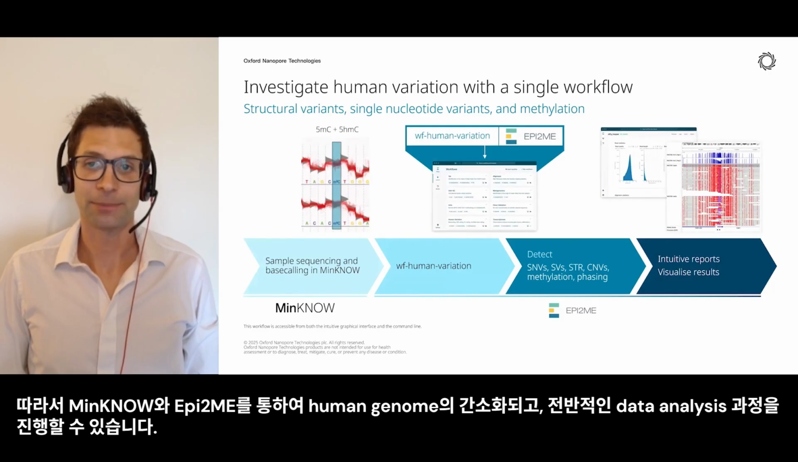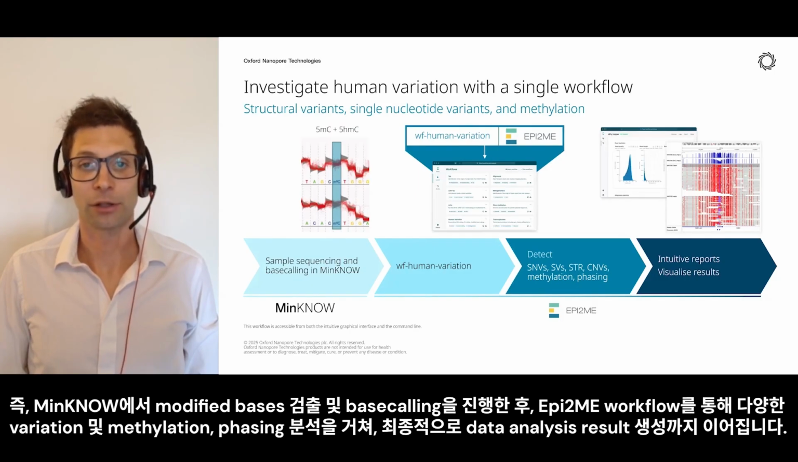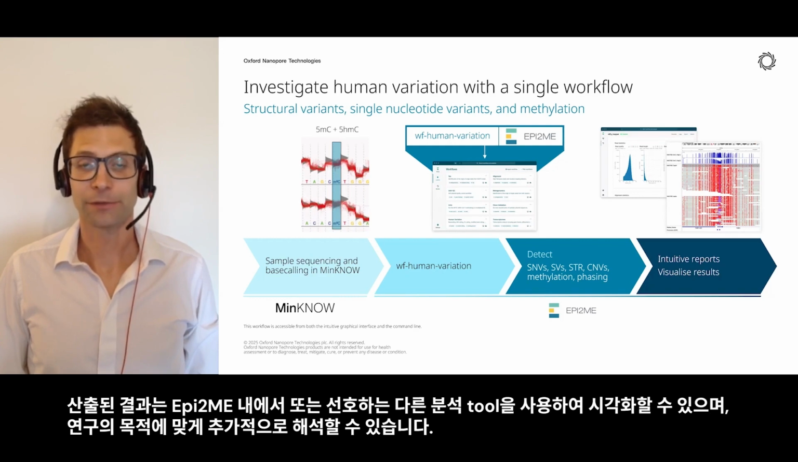Therefore, MinKNOW and Epi2me can be used together for streamlined, comprehensive data analysis of human genomes. Beginning with base calling and calling of modified bases in MinKNOW, through the Epi2me workflow, calling all the different types of variants as well as methylation with phasing, all the way to generating final results. The output files can be visualized directly within Epi2me or in preferred genome browsers, and interpreted further to address the research questions.